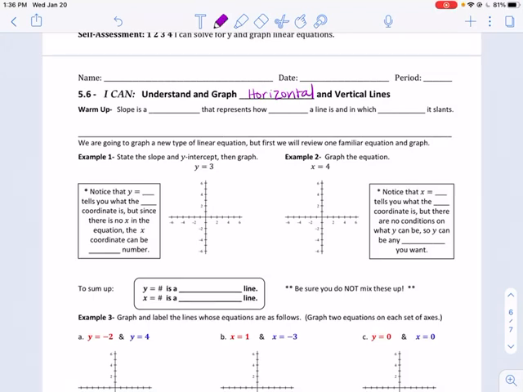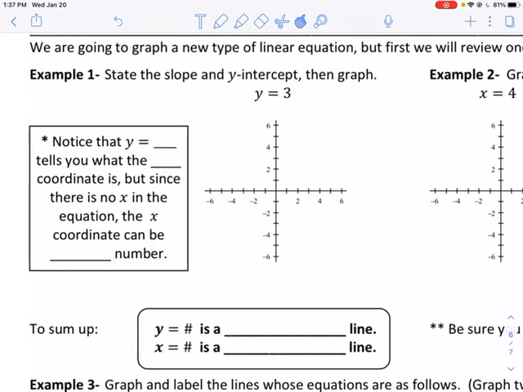Today we are going to graph horizontal and vertical lines and understand what their equations are. Just as a review, slope is a number that represents how steep a line is and which direction it slants. We're going to use slope and y equals mx plus b to help us figure out which equations we should give these lines.